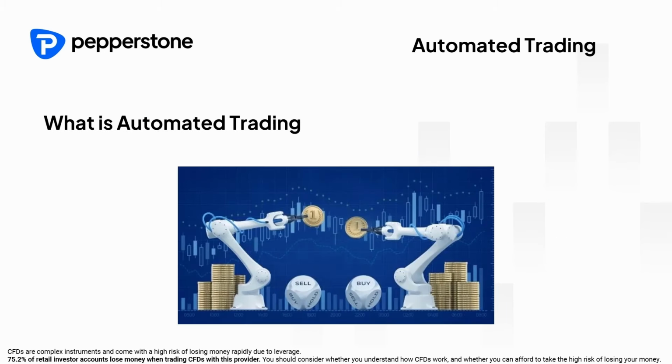So what is automated trading? Also known as algorithmic trading or black box trading, it involves the use of computer programs and algorithms to execute predefined trading strategies in financial markets. It operates on a set of predefined rules and conditions to automatically initiate and manage trade orders without human intervention. These algorithms are designed to analyze market data, such as price movements, volume, and other relevant indicators to make rapid decisions on buying, selling, or holding financial instruments like stocks, currencies, commodities, or CFDs.